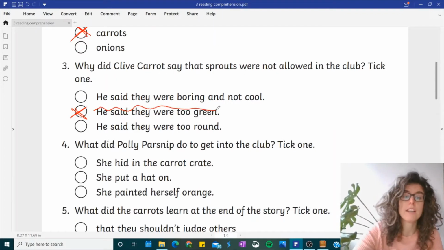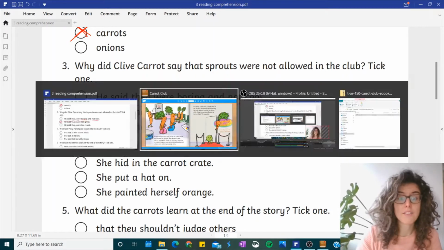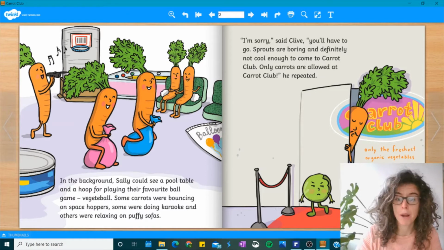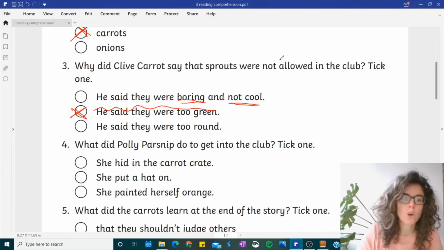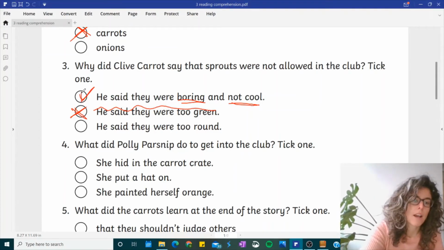But look at this. I see the word boring and not cool. Clive said both of those things, right? Sprouts are boring and definitely not cool enough. There's our evidence. So we know now that this is the correct answer.